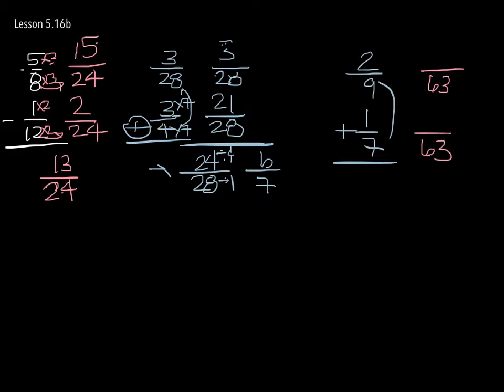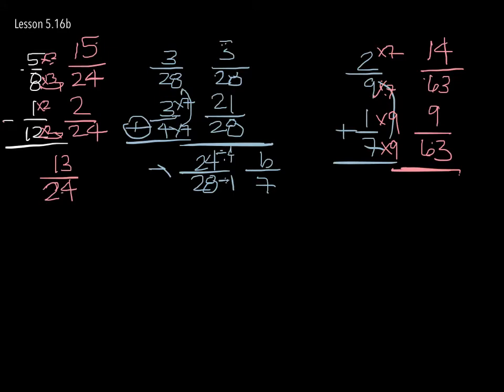So now we have to figure out the top numbers. What do I do to 9 to get to 63? I multiply by 7. Whatever I do to the bottom, I do to the top. 2 times 7 is 14. And what do I do to 7 to get to 63? Multiply it by 9. Whatever I do to the bottom, I do to the top. 1 times 9 is 9. Now we have the same common language, 63. We are ready to add.